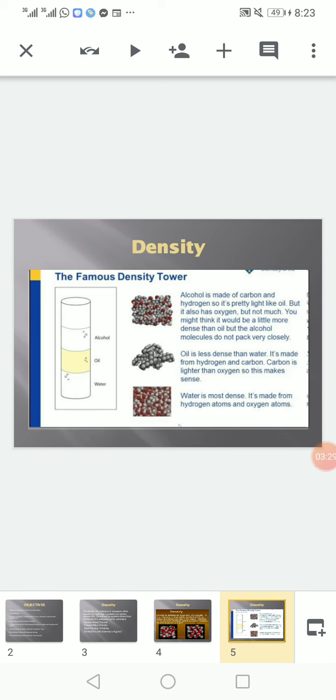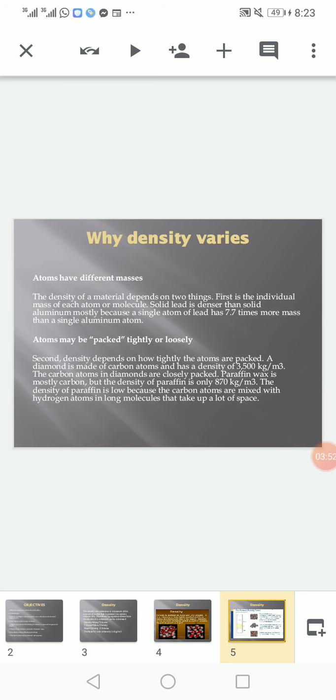Now, why is it that alcohol is less dense? Alcohol is made up of carbon and hydrogen, so it is pretty light like oil, but it also has oxygen, but not much. You may think it should be a little more dense than oil, but alcohol molecules do not pack closely. Because alcohol molecules do not pack closely, it is less dense.